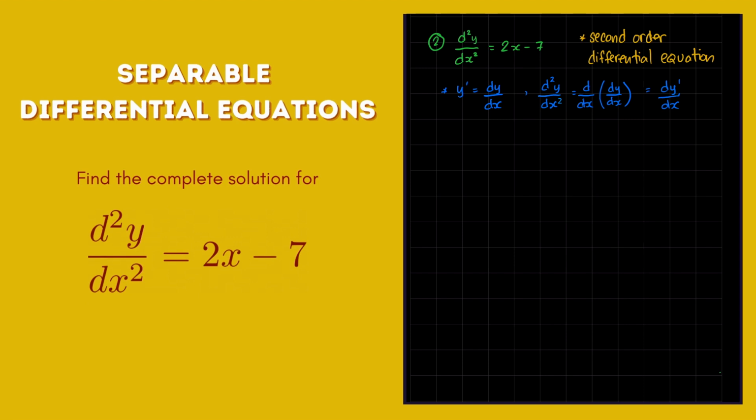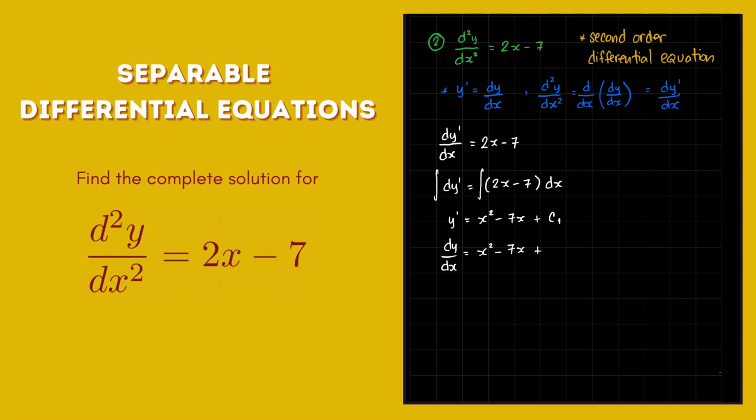So yung ating differential equation, isulat natin na dy prime over dx equals 2x minus 7. Separate natin yung dy prime sa dx and write it as dy prime is equal to 2x minus 7 times dx. Then let's take the integral of both sides and we'll get that y prime is equal to x squared minus 7x plus a constant. Let's call that constant c1. Now y prime is dy over dx. So i-rewrite natin yung equation as dy over dx equals x squared minus 7x plus c1.